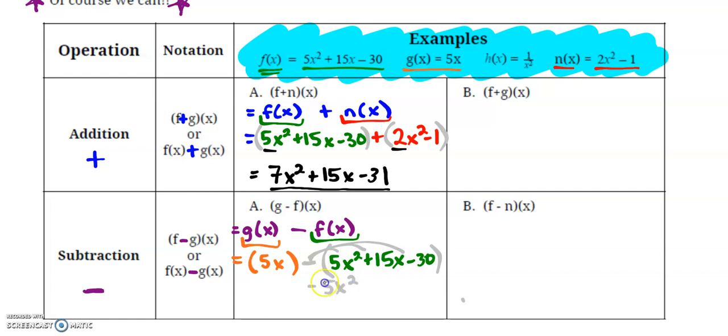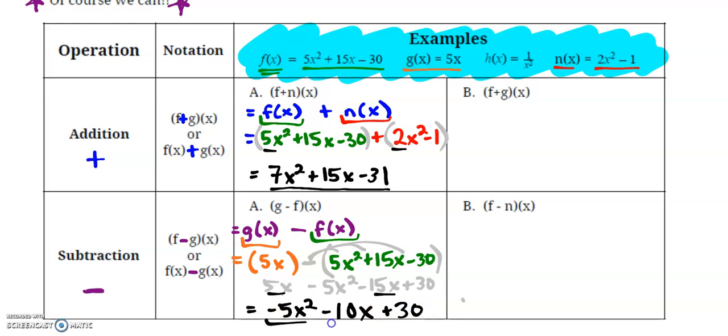So really, we're going to have negative 5x squared, negative 15x, and positive 30. And that's what we're going to take from the 5x that we had. So we're going to end up with negative 5x squared, which, by the way, I always try to write my terms in order from highest degree to least degree. So that's why I'm leading with the negative 5x squared. And then I'm going to get negative 20x because the 5x and the negative 15x are not going to turn into negative 20x. That's my bad. They're going to turn into negative 10x. Sorry about that. And then we're going to add 30.